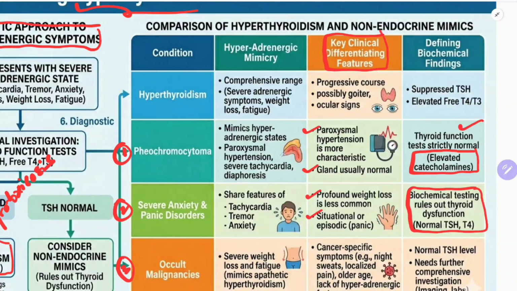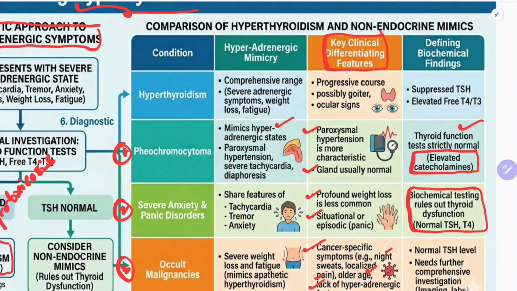Occult malignancies: the differentiating features are cancer-specific symptoms like night sweats and localized pain, the elderly age of the patient, and lack of hyperadrenergic features, with weight loss and fatigue. So that's about the key differentiating features. What are the symptoms which mimic? In pheochromocytoma you will have a hyperadrenergic state, paroxysmal hypertension and severe tachycardia. All those will mimic thyrotoxicosis.